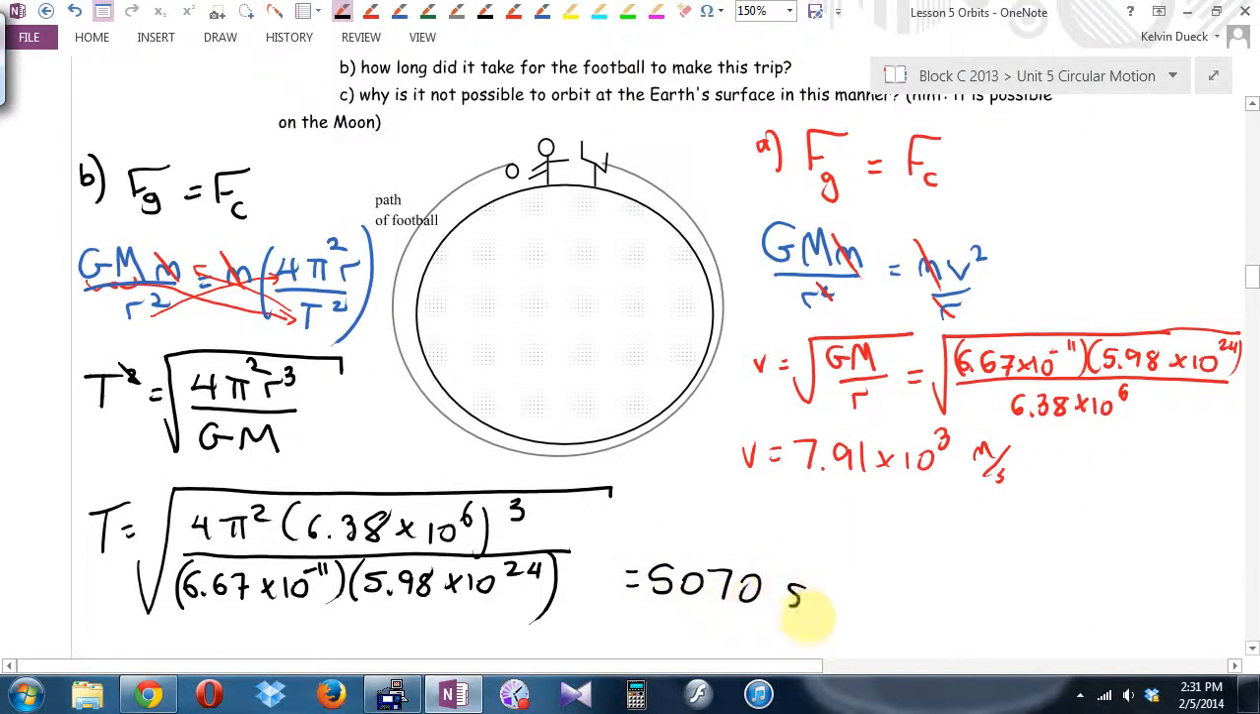By the way, can you divide that by 60? How many minutes? Yeah, you'd be going around the planet every 84 minutes. The ISS, it's every 92 minutes, I believe. It goes around the Earth every 92 minutes.